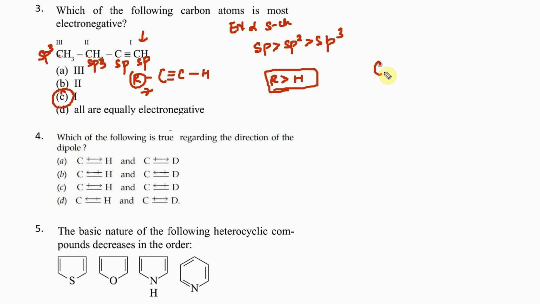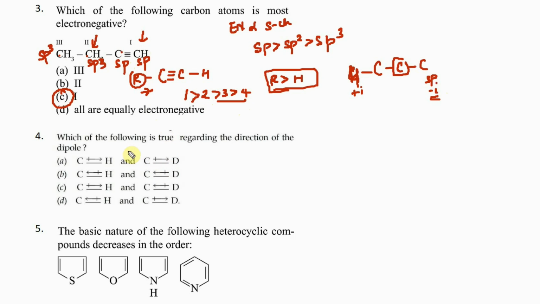Now I have two carbons which are sp3, but this carbon is attached to an sp carbon and this carbon is attached to hydrogen. Hydrogen is mild plus I, and the sp carbon is mild minus I. So obviously this one is going to be more electronegative. If you label the carbons 1, 2, 3, 4, electronegativity would be 1 greater than 2, greater than 3, greater than 4.